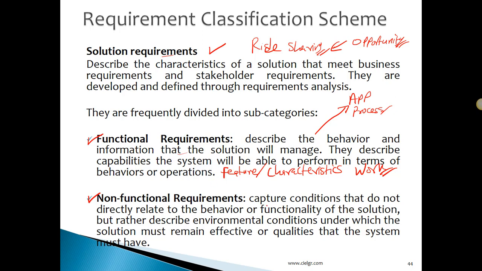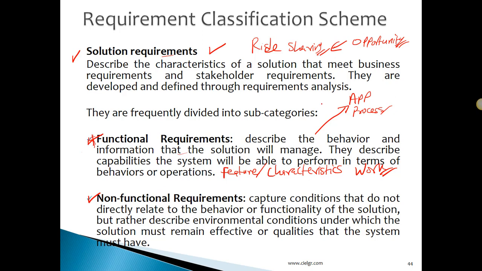Now, the non-functional requirement captures conditions that do not directly relate to the behavior or functionality of the solution, but rather describe environmental conditions under which the solution must remain effective. So in essence, non-functional requirements here are things that need to be in place for our solution to thrive. Things that need to be in place so that our functional requirements can actually work. That's what we refer to as a non-functional requirement.